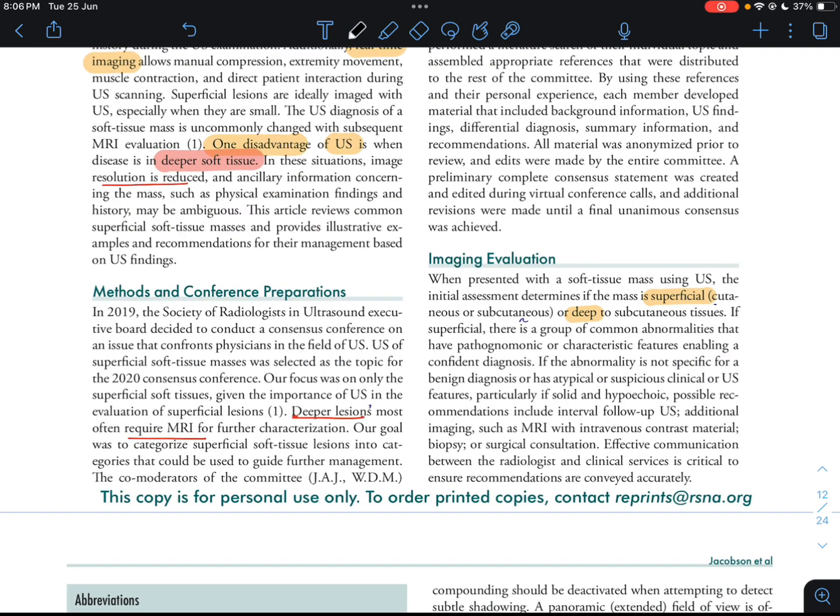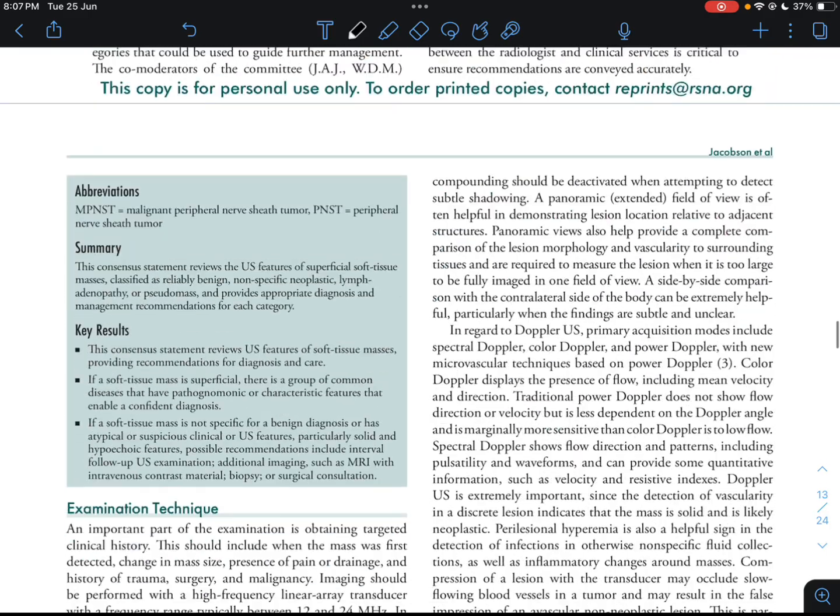Before knowing about the different superficial soft tissue masses, what is the demarcation for superficial and deep soft tissue masses? Superficial is the one which is present in the cutaneous and the subcutaneous plane, whereas deep to subcutaneous tissue will be the deep soft tissue masses.